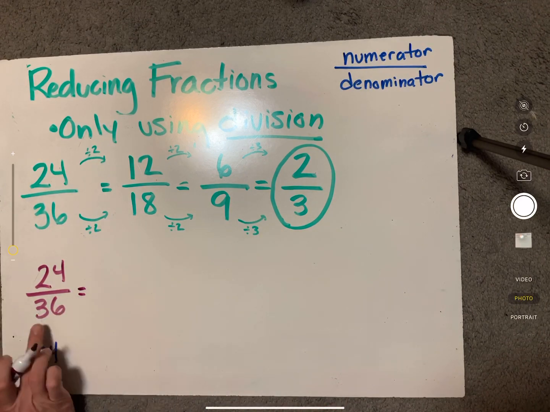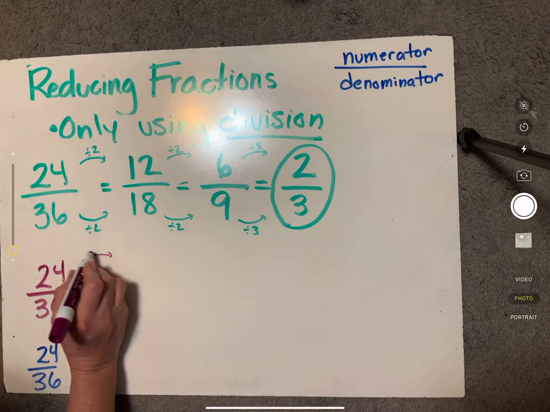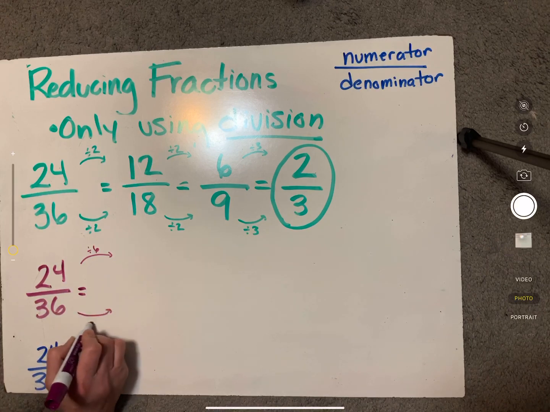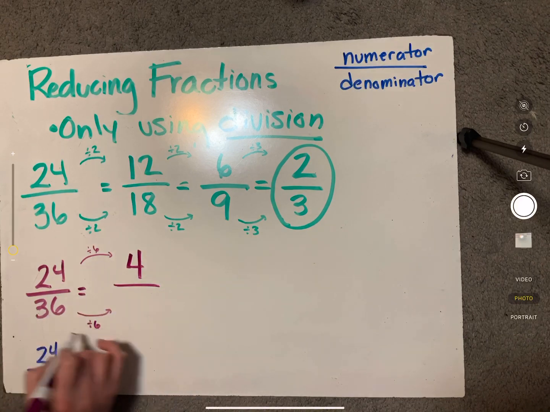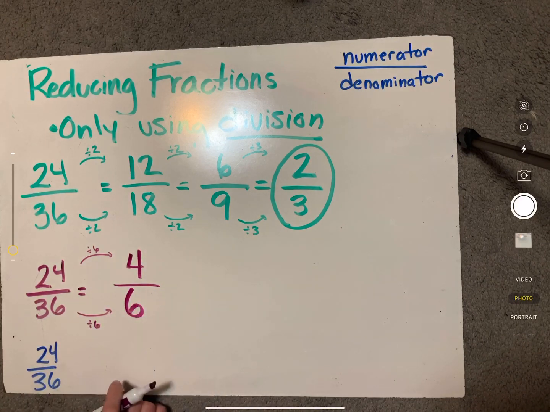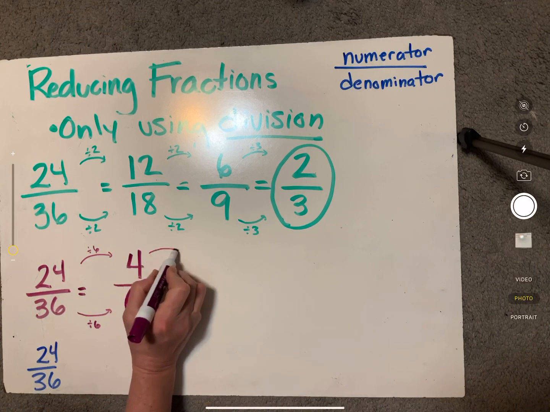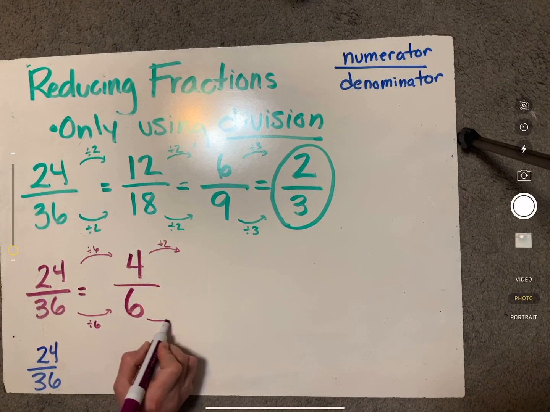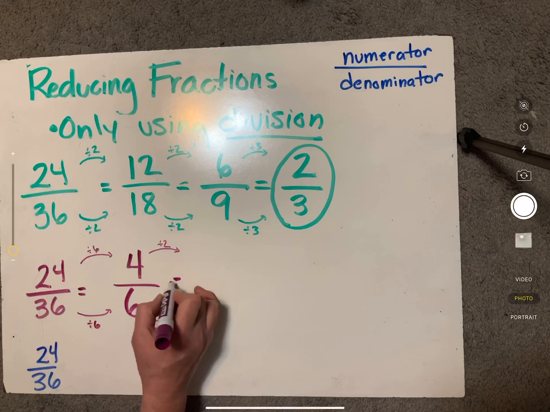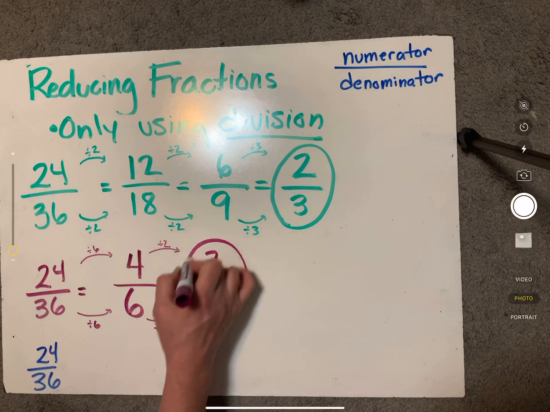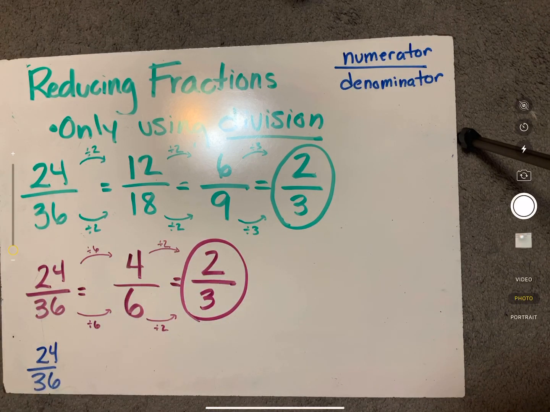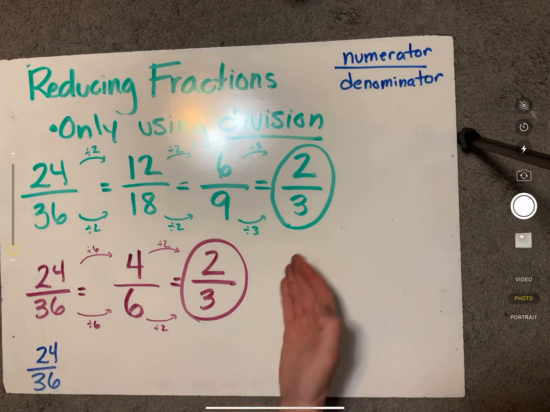So let's say this time, let's look at this and think, okay, well, I know 6 goes into both of those. So I'm going to divide the numerator and denominator by 6. 24 divided by 6 is 4. 36 divided by 6 is 6. These are both still even. I can divide the numerator and the denominator by 2. 4 divided by 2 is 2. 6 divided by 2 is 3. And again, we get 2/3, and nothing can go into 2 and 3 except for 1. So these are the same answers.